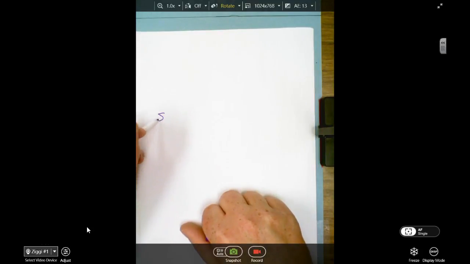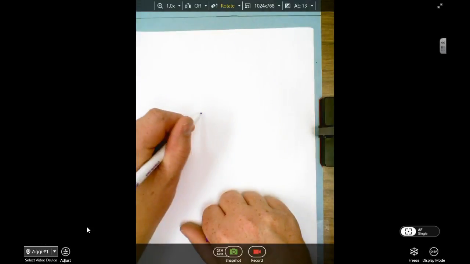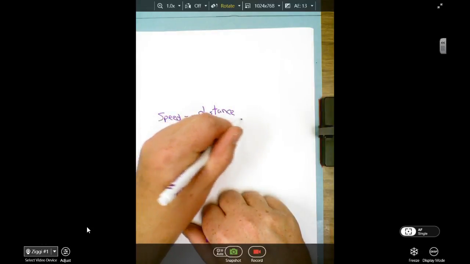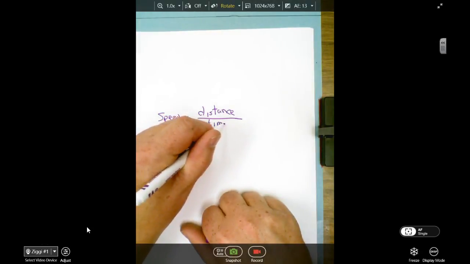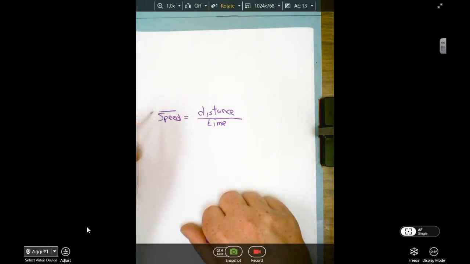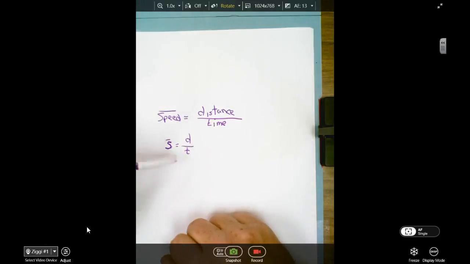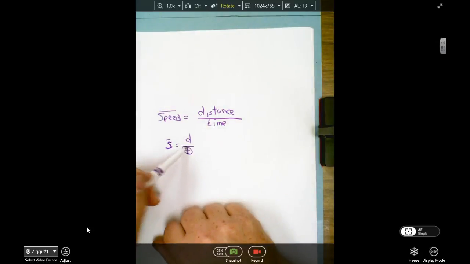Let's try this again with something of a simple multiplication problem, such as speed is equal to distance divided by the time it took to get there. And this would be average speed. So we could write this as S with the bar above it, which means average, equals D over T. Now let's say I wanted to know what T is.